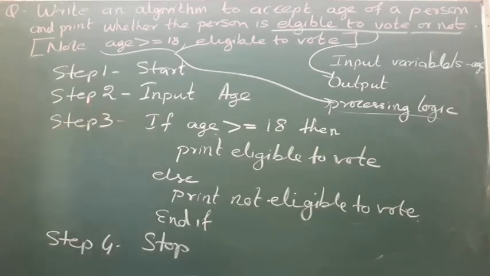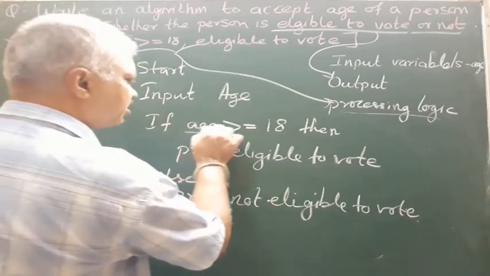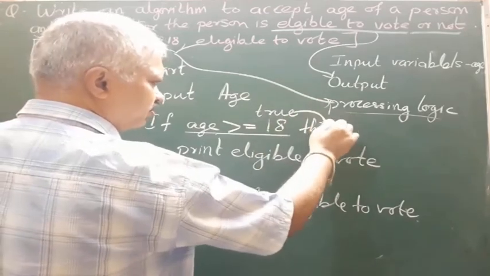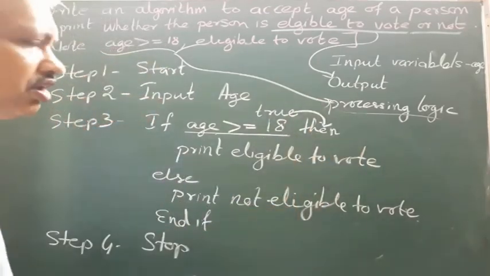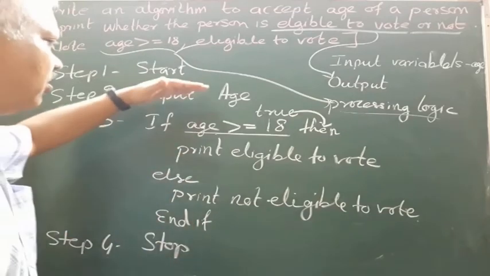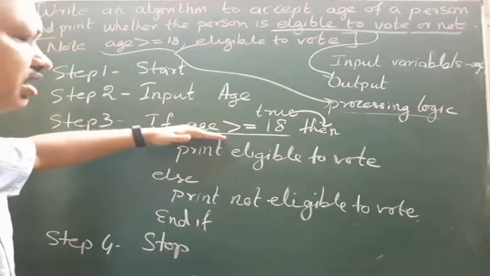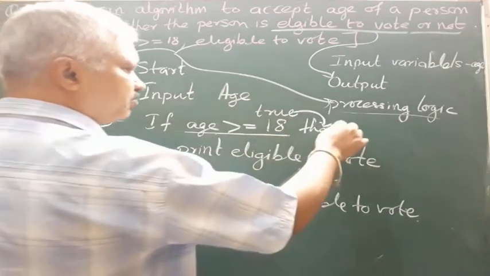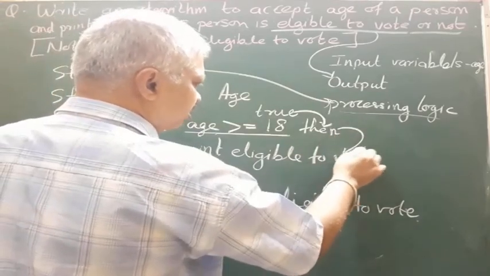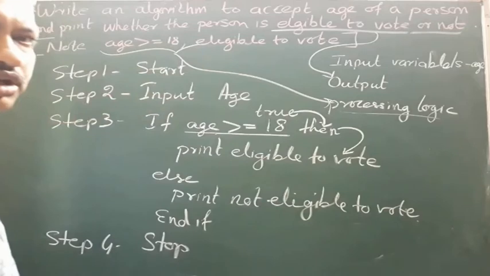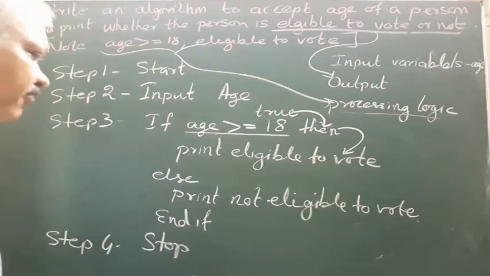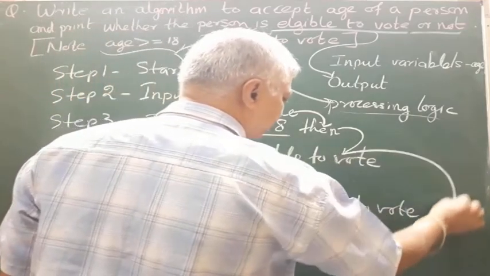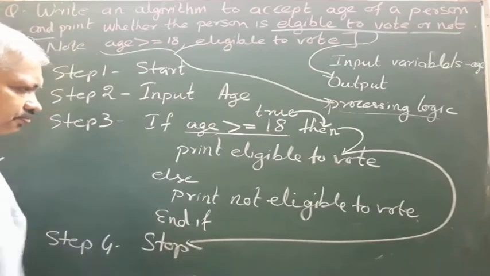So here again we are using the if statement. If this condition is true, the program counter, during the process of execution, will follow this sequence. After age, it will check the age here. If age is greater than or equal to 18, then this print statement will be executed and displayed, eligible to vote. After that it will not go to this part, it will jump from here directly to the stop.